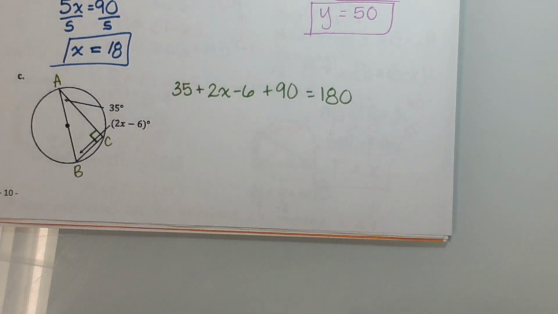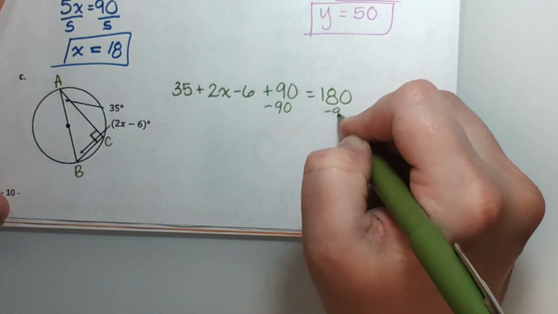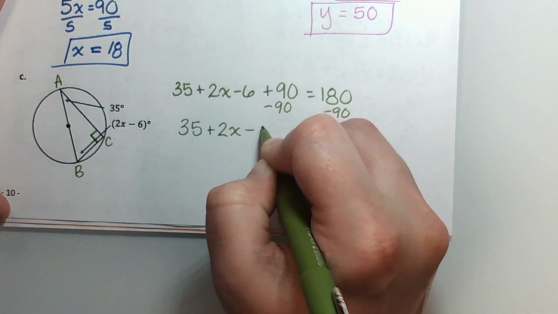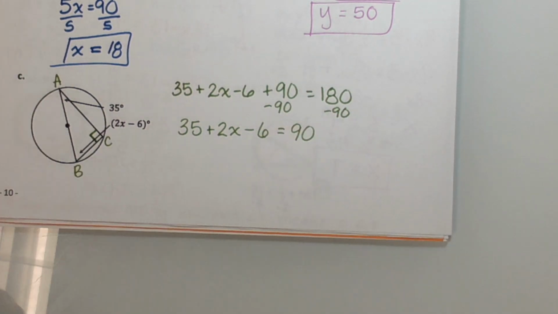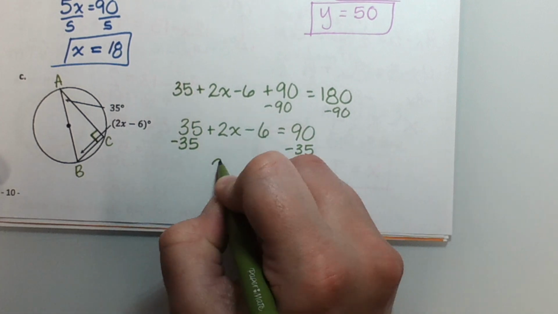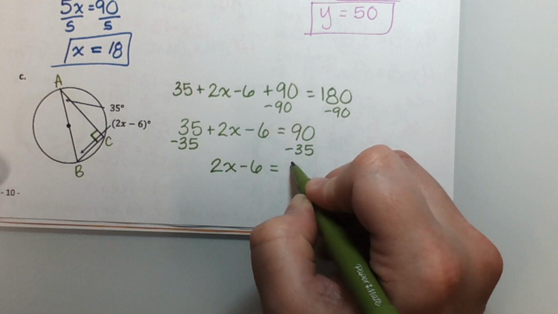Brody, I want to solve. What do I do? Minus 90. Sure. It's not the way I'd approach it, but it's not wrong. 35 plus 2x minus 6 equals 90. Jasmine, what would you like to do now? Minus 35. Again, not what I would do, but it works. 2x minus 6 is equal to 55?